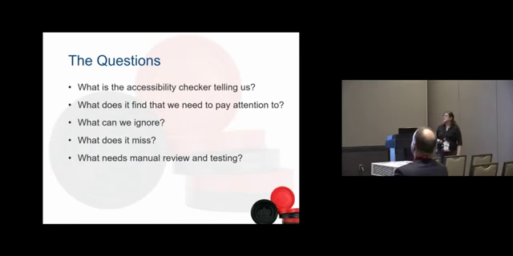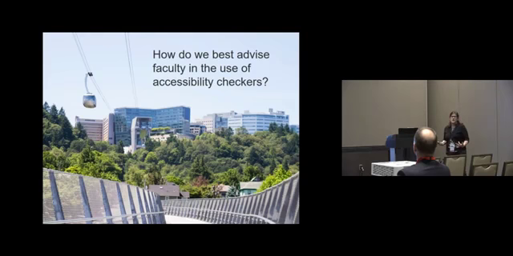So the question's basically about automated accessibility checking tools is, what is it telling us? What does it find that we actually do need to pay attention to? What can we ignore? Because oftentimes they pick up something where that's not even an issue. So there's a lot of kind of manual conversation going on with these automated tools. What are they missing completely, right? And then what just in general needs manual review that no automated testing tool is going to pick up on anyway.